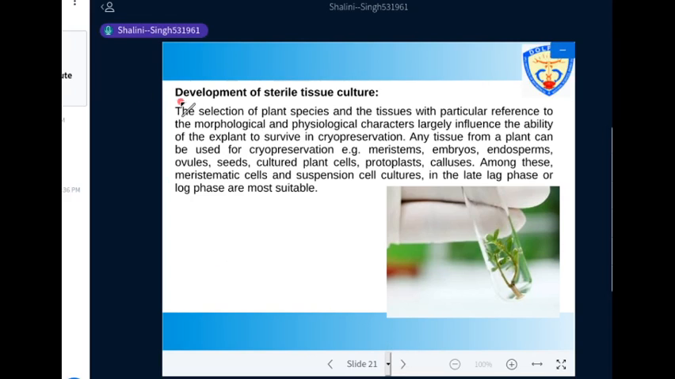So this is the first step, that is development of sterile tissue culture. You have studied it already. The selection of plant species and the tissues, with particular reference to the morphological and physiological characters, largely influence the ability of the plant to survive cryopreservation. Any tissue from a plant can be used for cryopreservation, for example, meristem, embryo, endosperm, ovule, seed or cultured plant cells, protoplast, callus, etc. Among these, meristematic cells and suspension cell cultures in the late lag phase or log phase are most suitable.